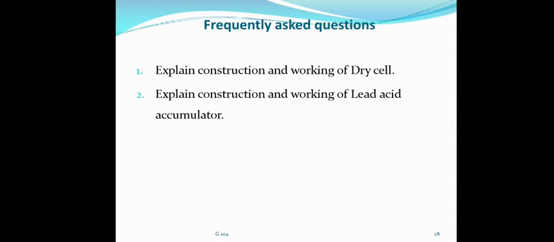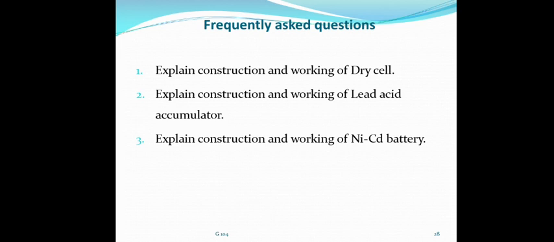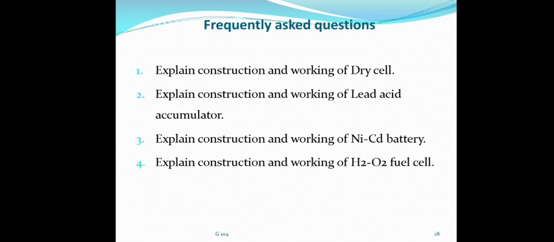Explain the construction and working of lead acid accumulator. Explain the construction and working of nickel cadmium battery. These two are secondary cells, whereas the dry cell is the primary cell. Explain the construction and working of H2O2 cell. So these are the frequently asked questions.